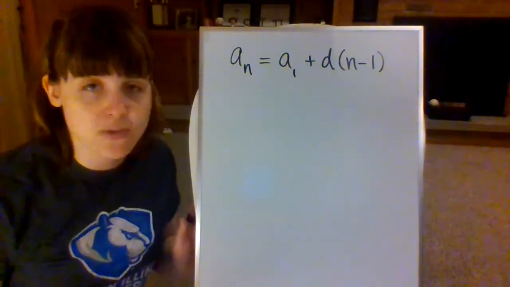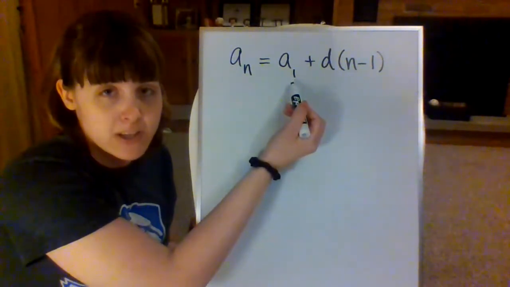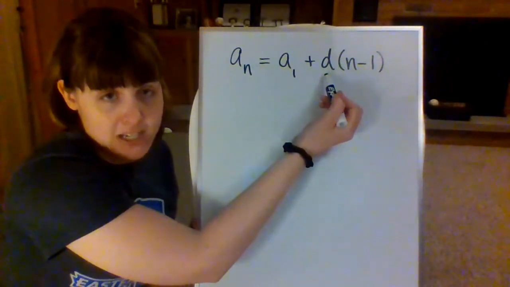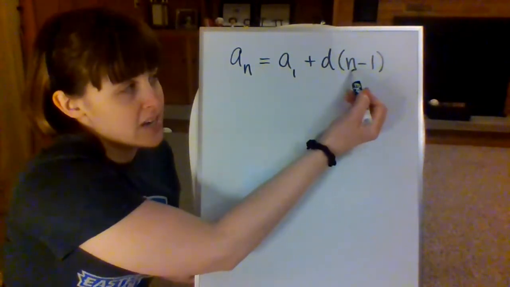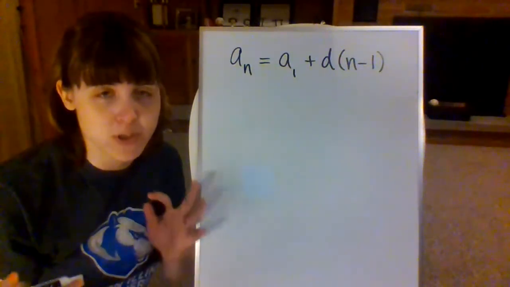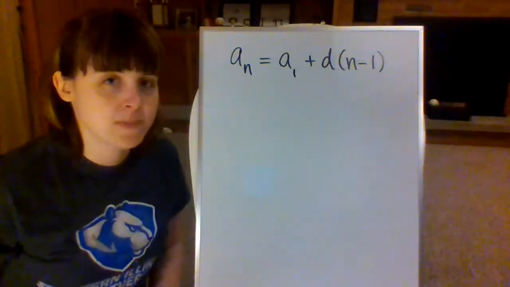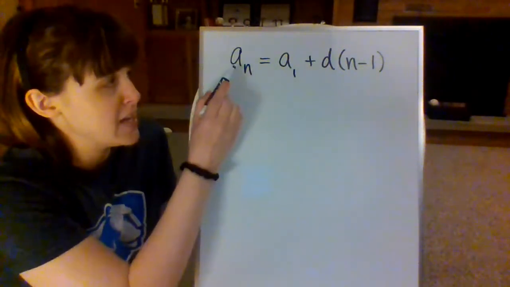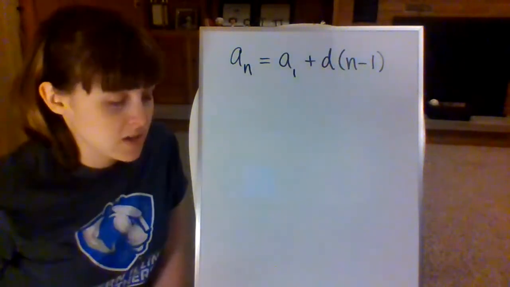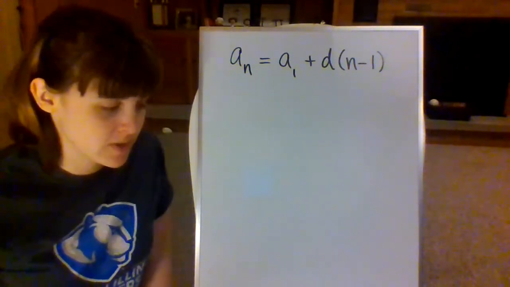In this formula, A1 is the first term, so the first number in the list. D is the difference, what you're adding or subtracting each time. N is the number of the term that you're looking for. So if you were trying to find the 10th term, N would be 10, and this would be A with a subscript of 10. Okay? So we're going to jump right into the examples.